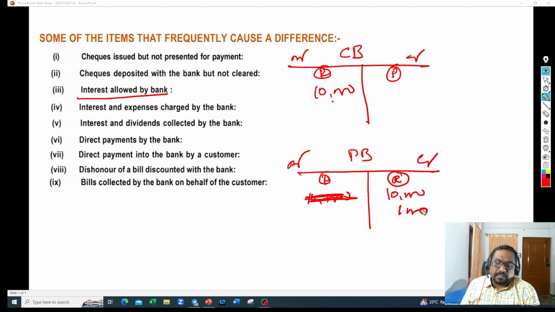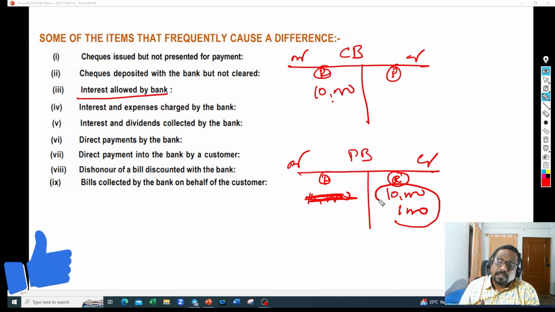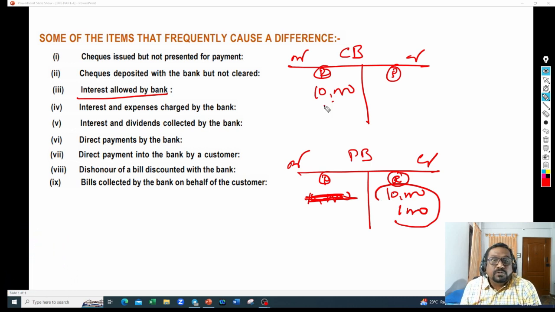Interest allowed by the bank. Why will interest be given by the bank? Because we have a savings bank account in the bank. So every month they will give some interest on the amount we have in the bank, right? That interest was credited by the banker, but that information was not given to us, meaning not given to our business. If this information was given to us, we would have written it here on the debit side, but that information was not given to us before preparing the reconciliation.